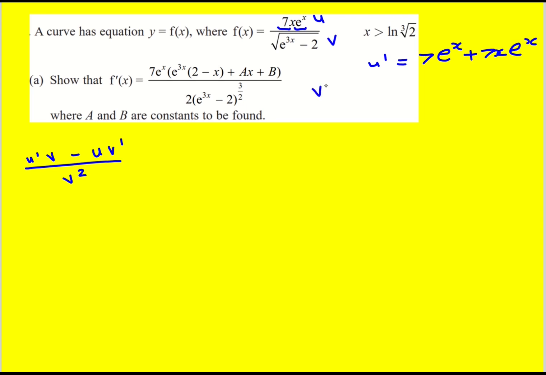And then for v dash, I'm going to use the chain rule. First I'm going to write it as e to the 3x minus 2, all to the half. Okay, and I'm going to use the inside-outside version of the chain rule. So differentiate the outside, it's something to the power of a half, so it becomes a half of that, e to the 3x minus 2 to the minus a half. And then I times by the derivative of the inside, which is 3e to the 3x.